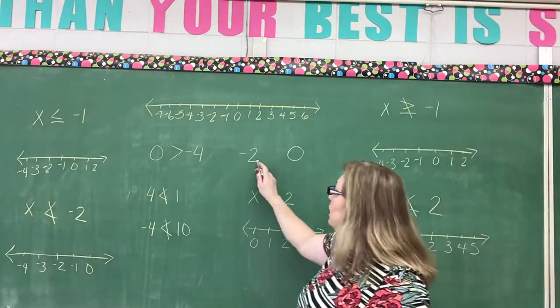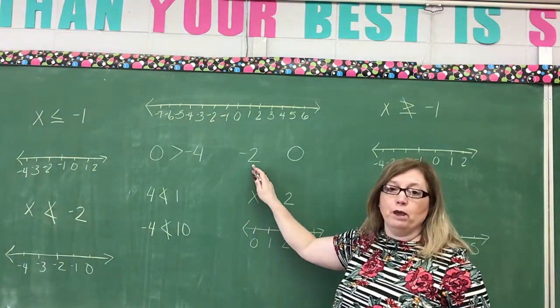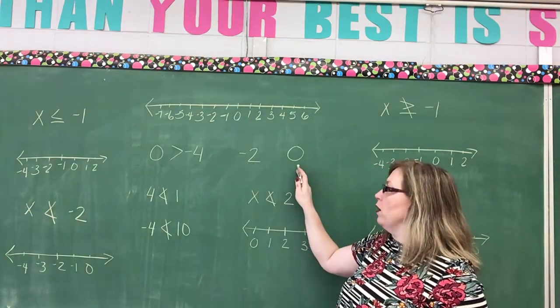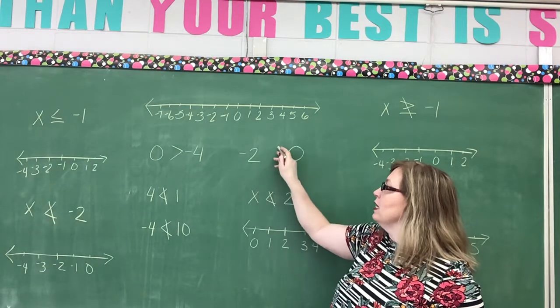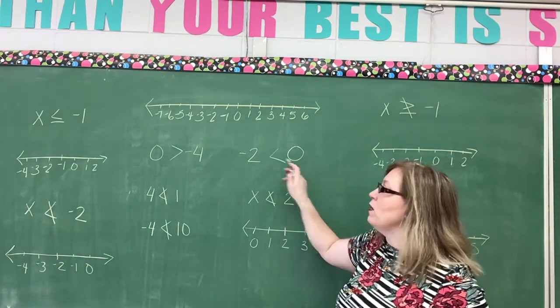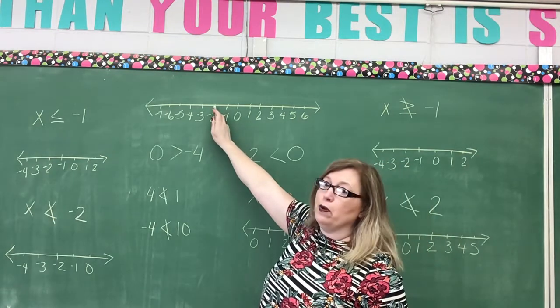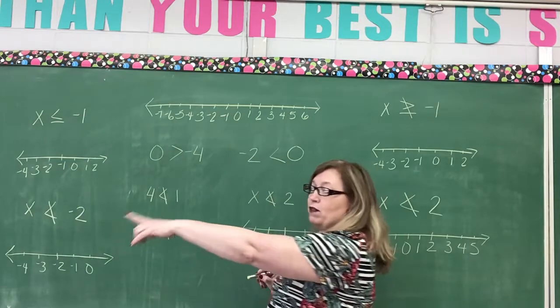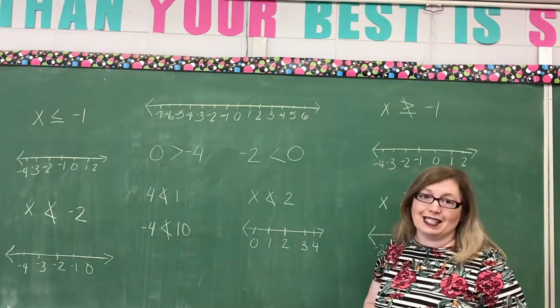Look at this one. -2, is that greater than, less than, or equal to 0? Well, -2 is less than 0. Again, how do I know that? Here's the -2, here is 0. -2 is to the left of the 0, so it is less than.